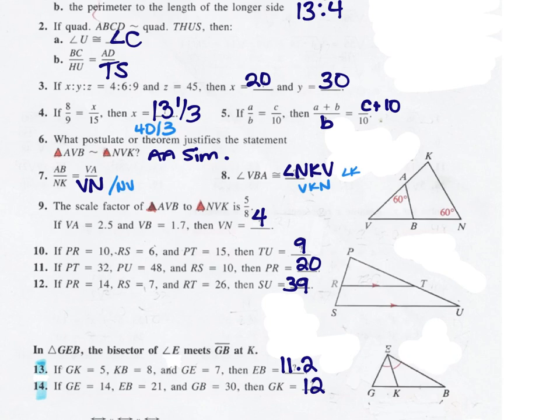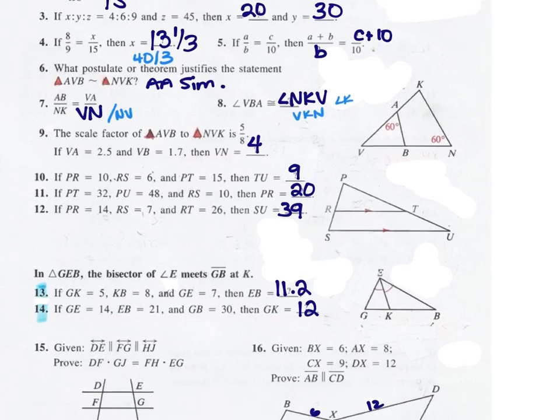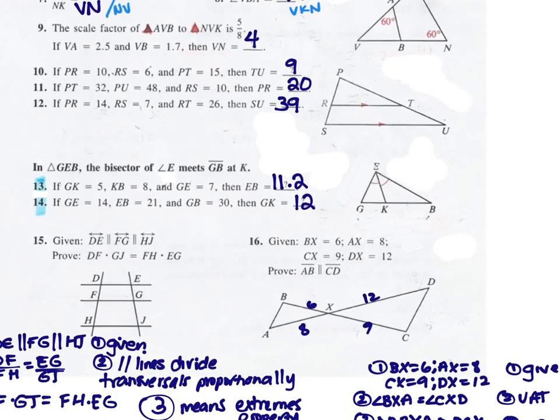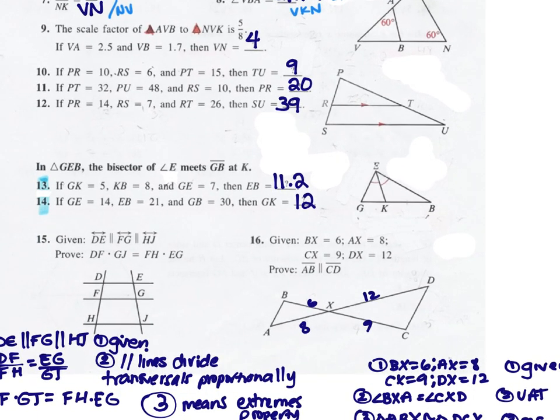9, scale factor is 5 to 8, so the missing side should be 4. 10, missing side is 9. 11, missing side is 20. 12, missing side is 39. 13, EB is 11.2. So GK is 5, KB is 8.